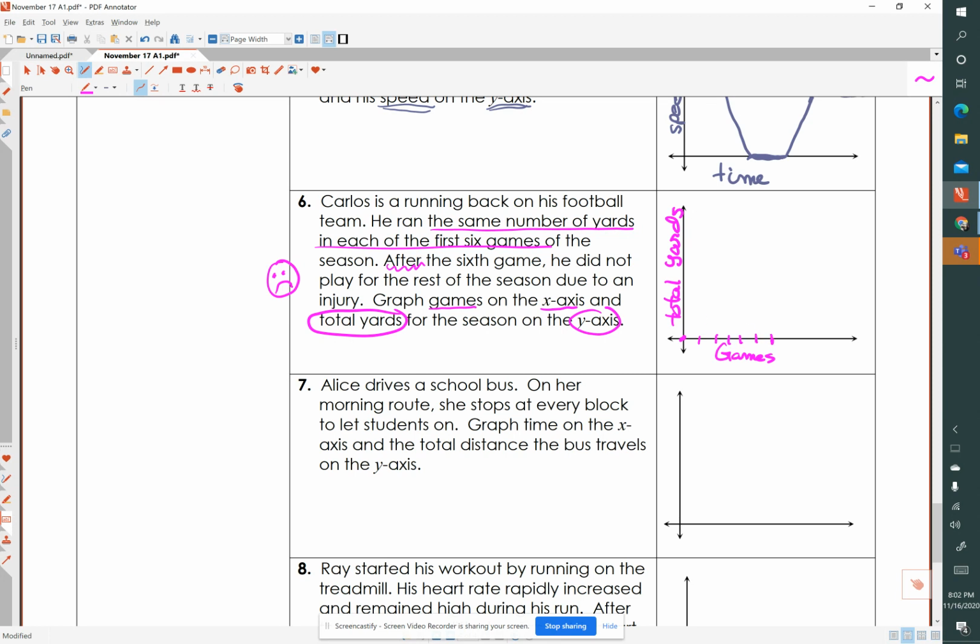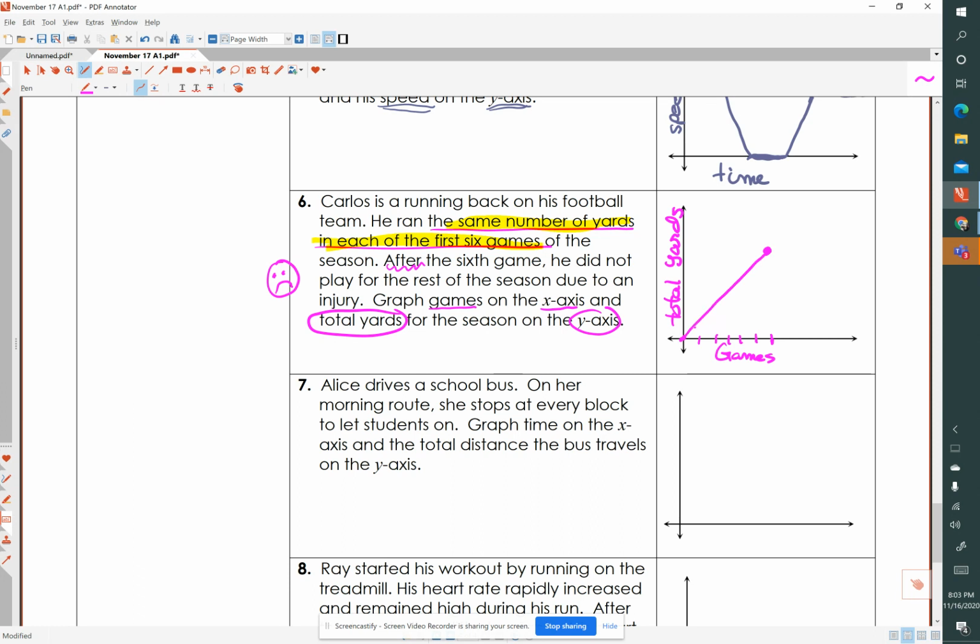he made the same number of yards. Very important. Let me highlight that. He made the same number of yards in each of the first 6 games. That's a steady incline. It's not going to be like the roller coaster graph. That is completely steady from here to here. Same number of yards, but he increased them.